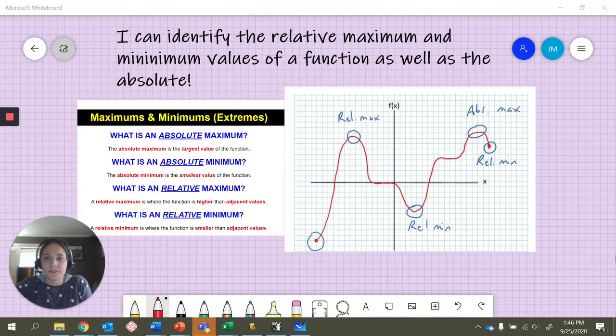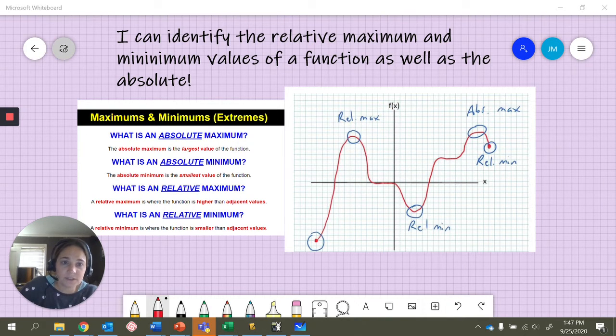Hi guys, today we are going to identify the relative maximum and minimum values of a function as well as the absolute. So right here I just have the definitions written out for us. An absolute maximum is the largest value of the function. An absolute minimum is the smallest value of the function. But a relative maximum and a relative minimum are just where the function is higher than adjacent values, or values nearby it. And a relative minimum is just where a function is smaller than adjacent values.